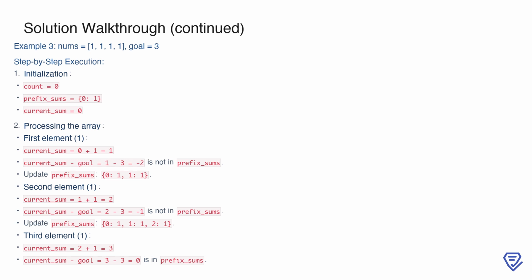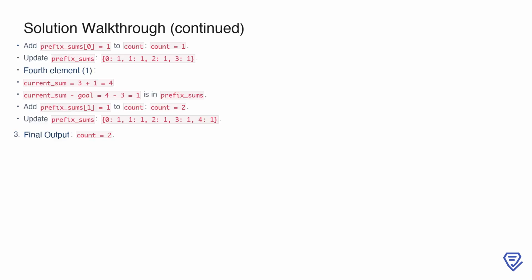For the second element, 1, adding it to current_sum gives a sum of 2. The difference of -1 is still not in prefix_sums, so no subarrays are counted. We update prefix_sums to include the prefix sum of 2. Then, for the third element, 1, adding it to current_sum brings it to 3. This time, the difference between current_sum and the goal, which is 0, is in prefix_sums. Since the difference of 0 is in prefix_sums, we add prefix_sums, 0, which is 1, to count, making it 1. We then update prefix_sums to include the new prefix sum of 3.